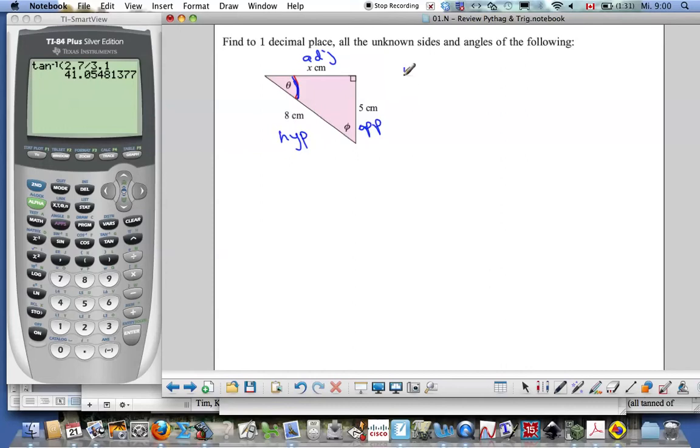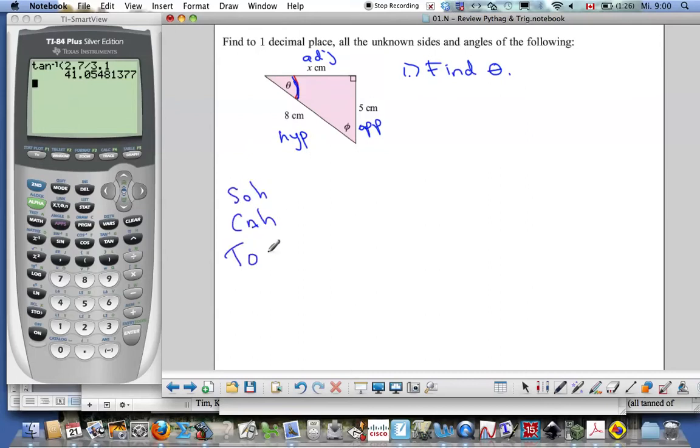Be very, very neat, because this is like a 5-6 mark question. You have a lot to find. If the person marking your paper can't tell what you're finding, it's a disaster. So I'm going to label that the first thing is we're going to find theta, that reference angle. So now remember your SOHCAHTOA.